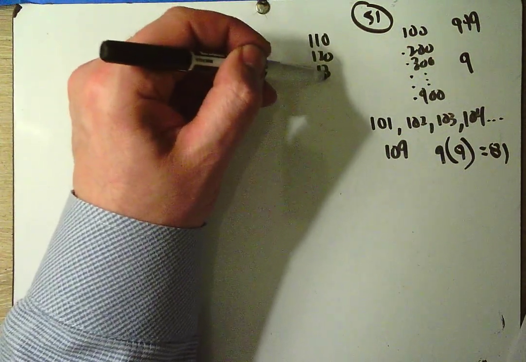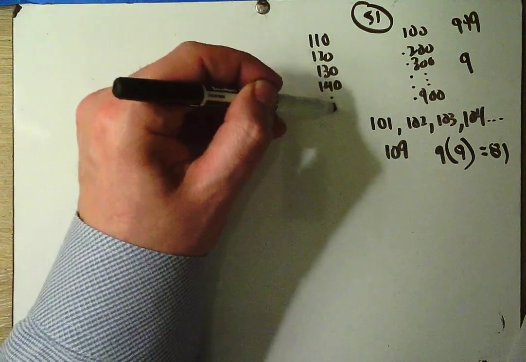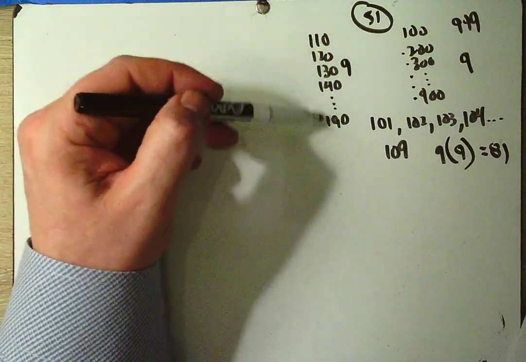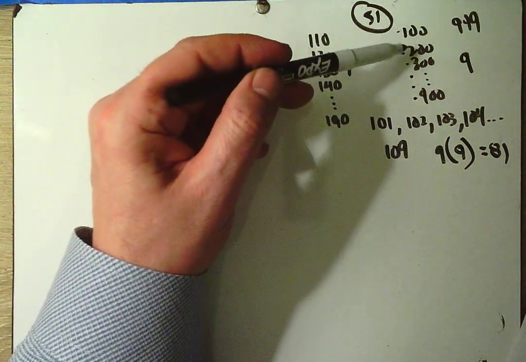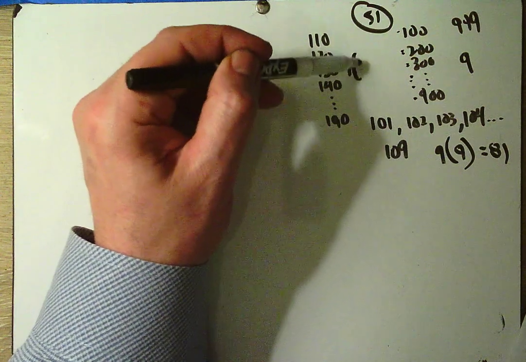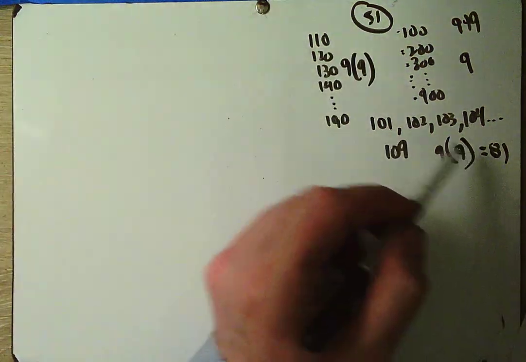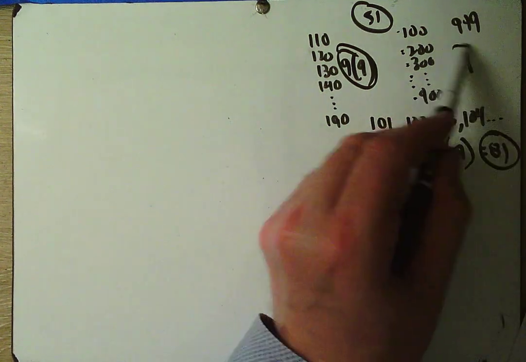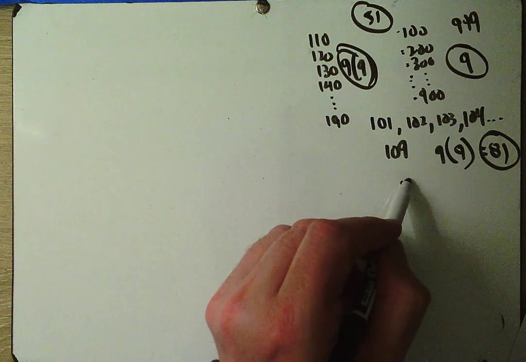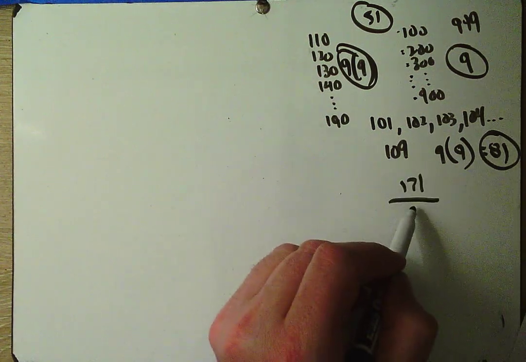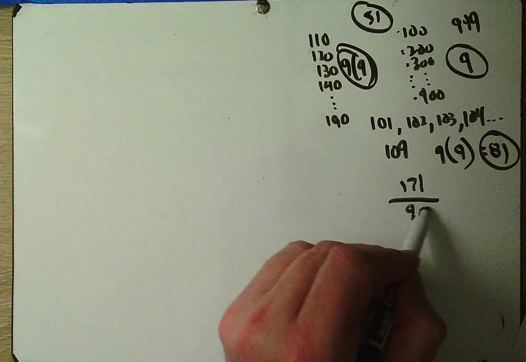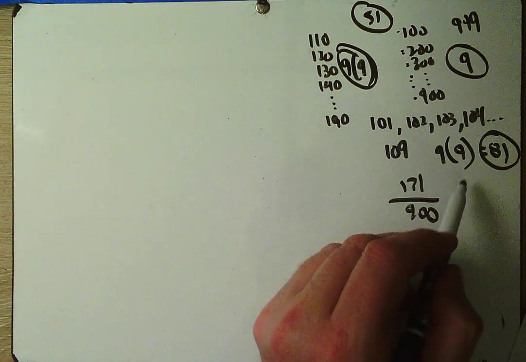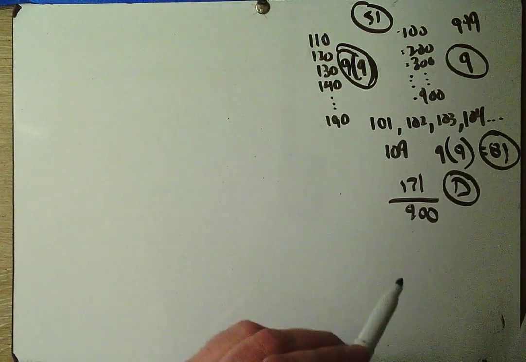110, 120, 130, 140, and so on to 190. There's 9 of those, and how often could this occur? Well, it could occur at 100 and 200 and 300, and so that's another 9 of those. So I've got 81 things like this, and I've got 81 things like this, and I've got 9 things like this. That's a total of 171 different things over 900. Woof. Okay. That was fun. No, it wasn't. You might want to skip that problem.